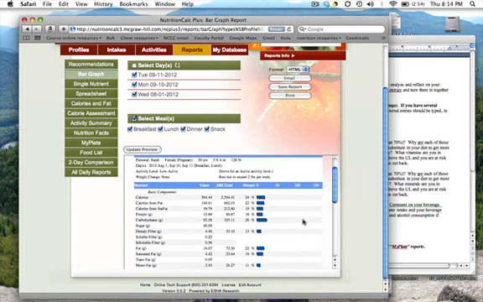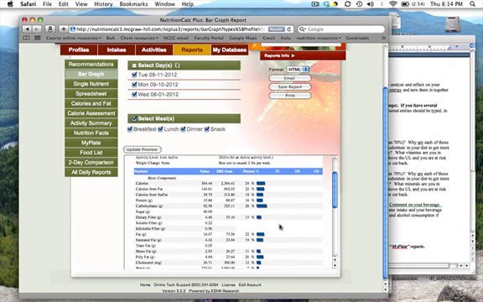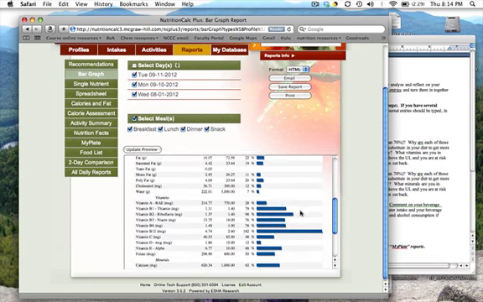Okay, so that is how you read it. You're looking for 100%, or in other words, 80 to 120% of your recommended intake.